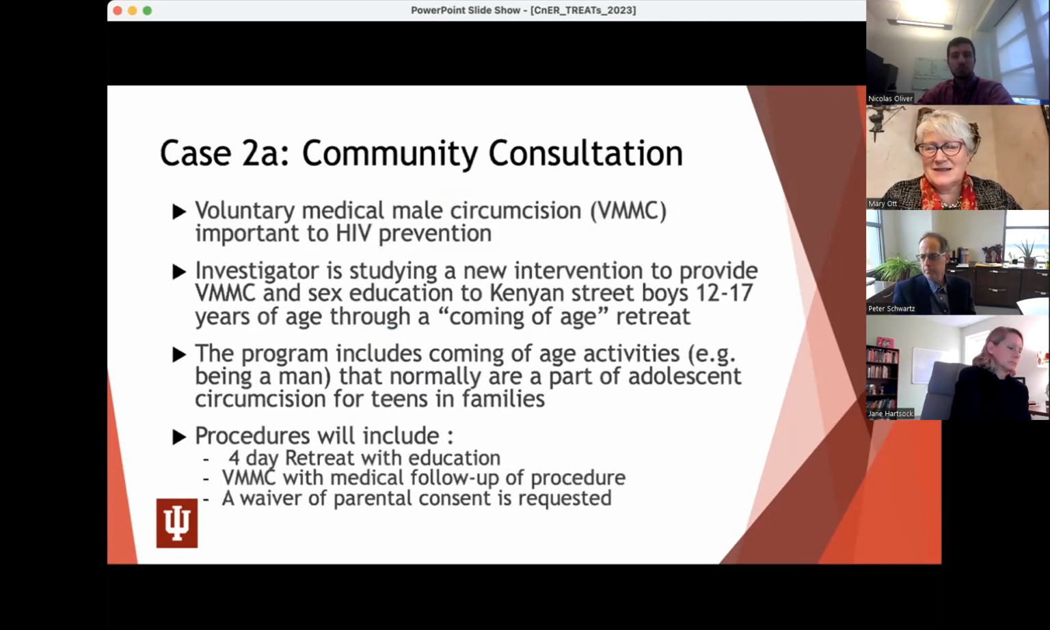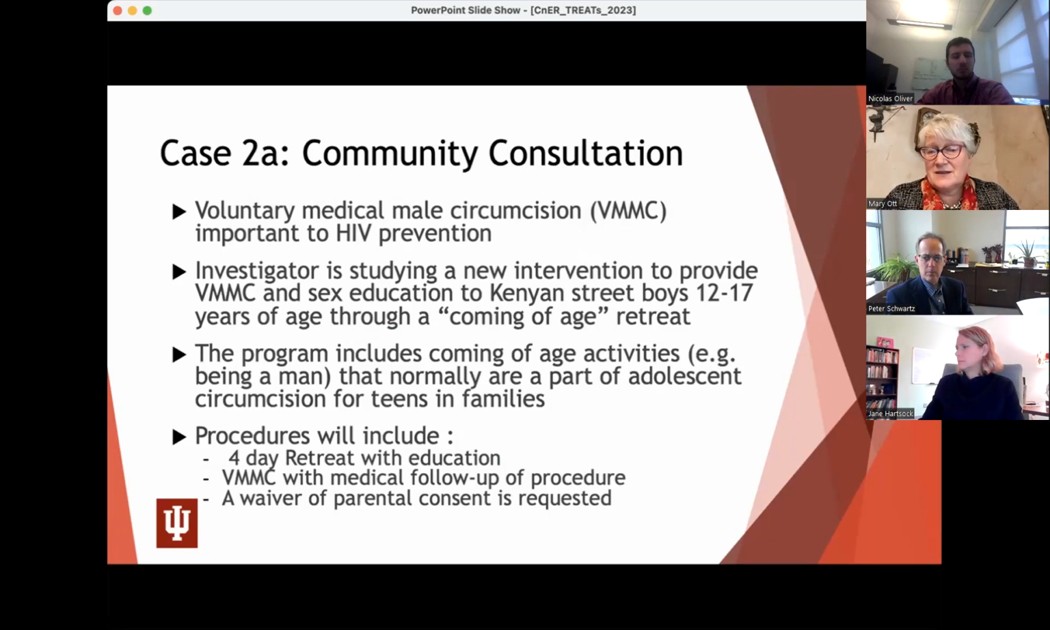So our second part is community consultation, and this gets at the idea of how do you consult them, when do you consult them, where do you consult them. So this is another Kenyan project. In HIV prevention, voluntary male medical circumcision is a highly effective intervention to prevent HIV. So for locations where there's a high HIV prevalence, it should be a part of the toolkit for HIV prevention.